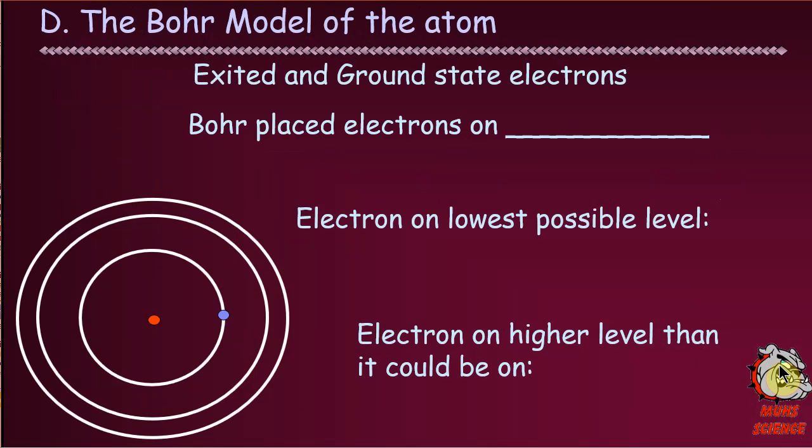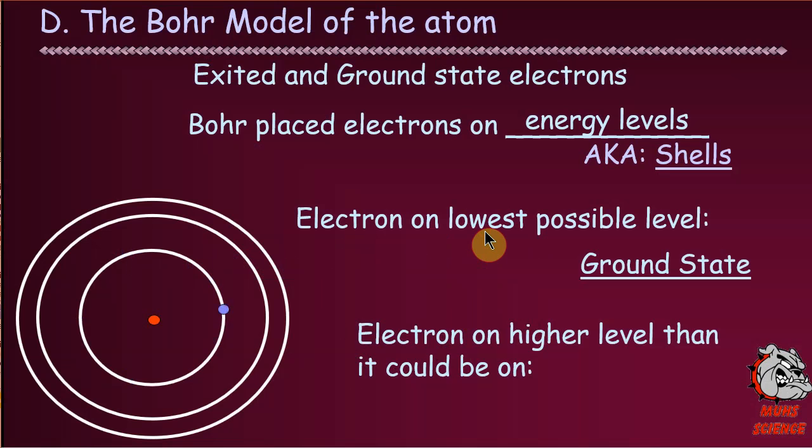arranged. Excited and ground state electrons: what Niels Bohr did was he placed the electrons on energy levels. These energy levels are also known as shells. And these shells have specific energy values that we'll see here in a little bit. The electron on the lowest possible level is called a ground state electron. And so here I have an electron spinning around at the lowest level it could possibly be at. Whereas an electron on a higher level than it could be on is called an excited state electron.